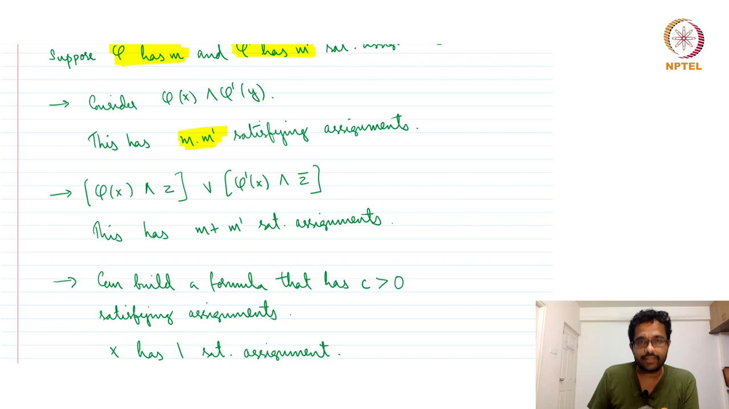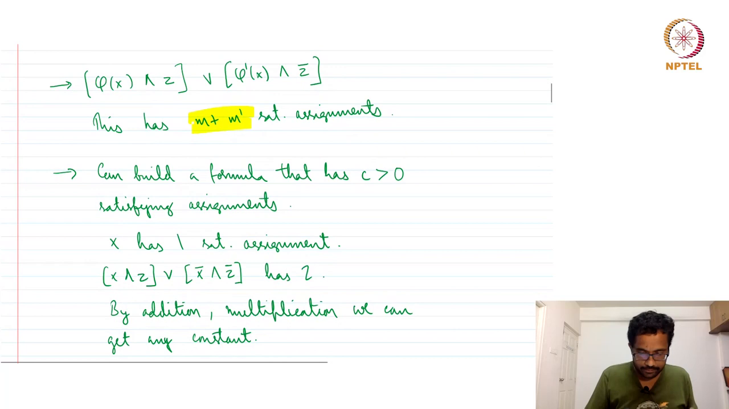Similarly, when z is false, the second clause is automatically true, but any satisfying assignment of phi is required to satisfy the first clause. So when z is true, phi prime needs to be satisfied. When z is false, phi needs to be satisfied. So this has m plus m prime satisfying assignments, right?